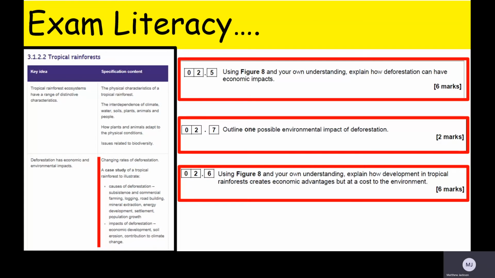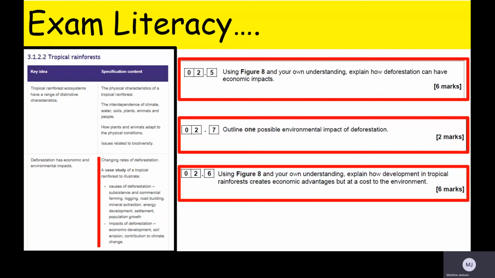One thing that we do have a problem with in geography is exam literacy. There are numerous ways in which pupils can be asked questions about certain specifications. For the changing rate of deforestation, there are 3 different questions that have all been asked: how it can have economic impacts, the environmental impact of it, and how it creates economic advantages but at a cost to the environment. You see that there are low 2-mark questions and high 6-mark questions. The only person who knows what they're going to ask is the examiner, so we need a really good knowledge of deforestation.